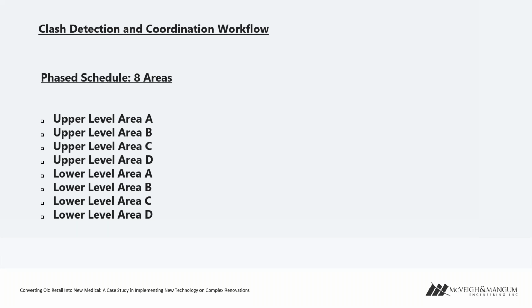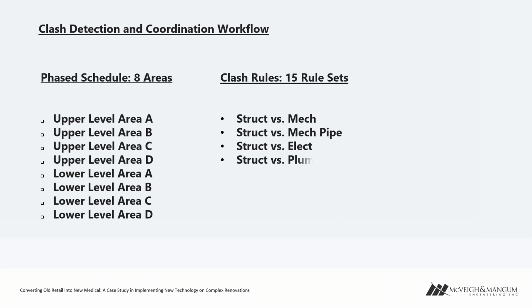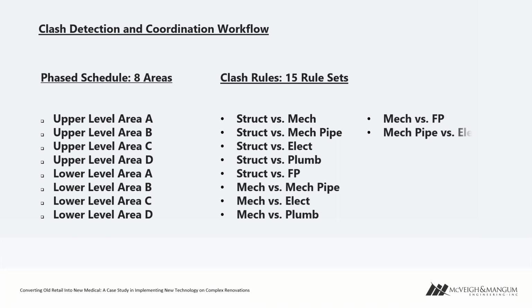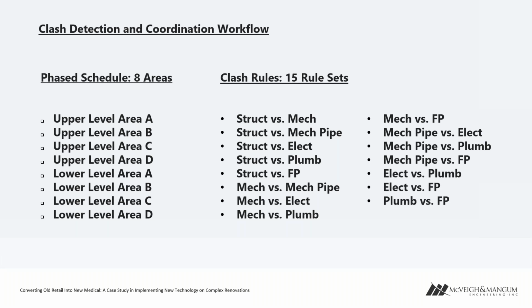Diving a little deeper into the actual workflow of the project. The building was split up into 8 different areas, based off of the phase schedule for construction. So you're looking at upper level, lower level, area A, B, C, D. And in each of those areas, we ran a series of clashes that we established. We had 15 different rule sets. As we go through here, you can see them all populating. So it was important to make sure we looked at this and went through it.